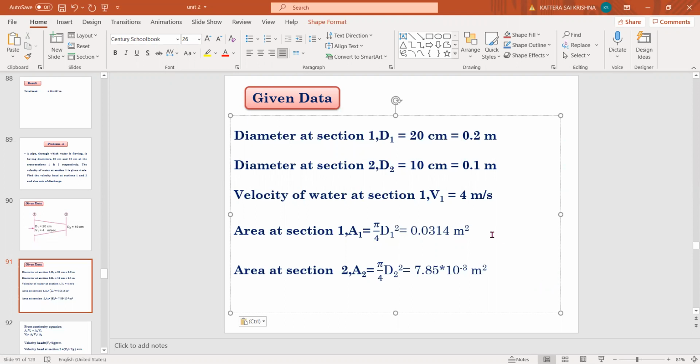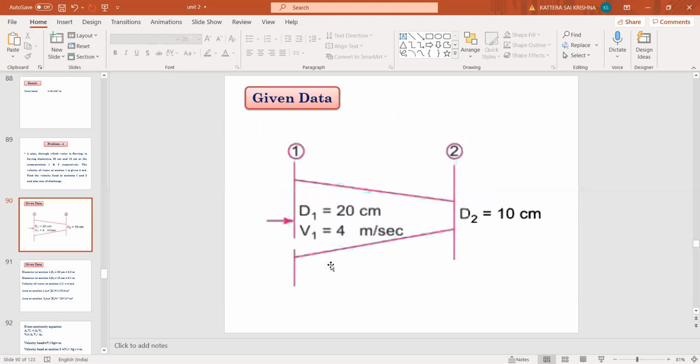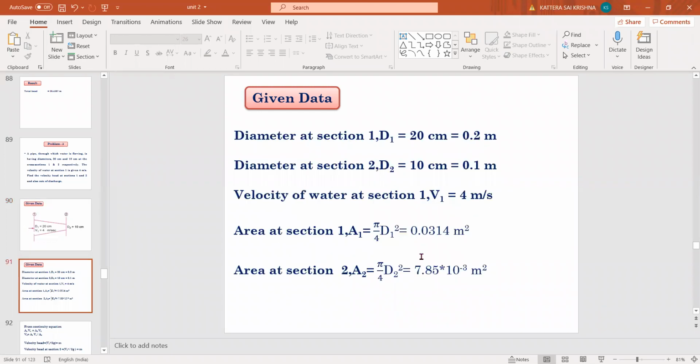So now, if you see this, we can use the continuity equation, nothing but Q1 equal to Q2. So A1 V1 is equal to A2 V2 by using the continuity equation. So from that we can find V2 since we have V1. So next we can use the continuity equation.